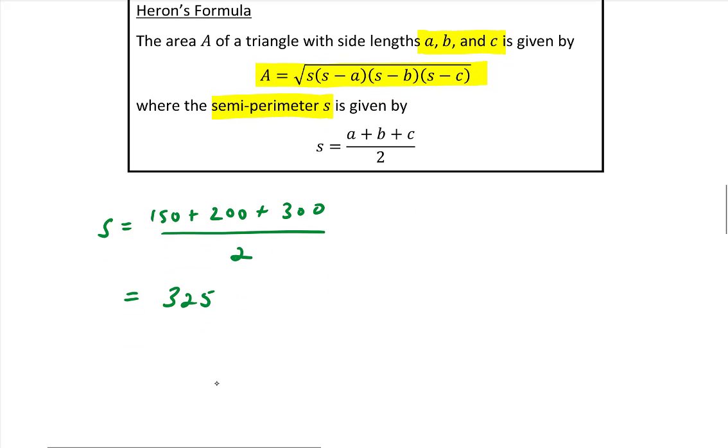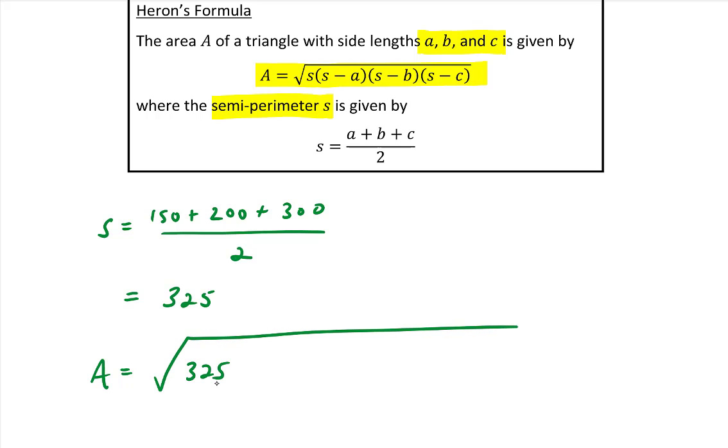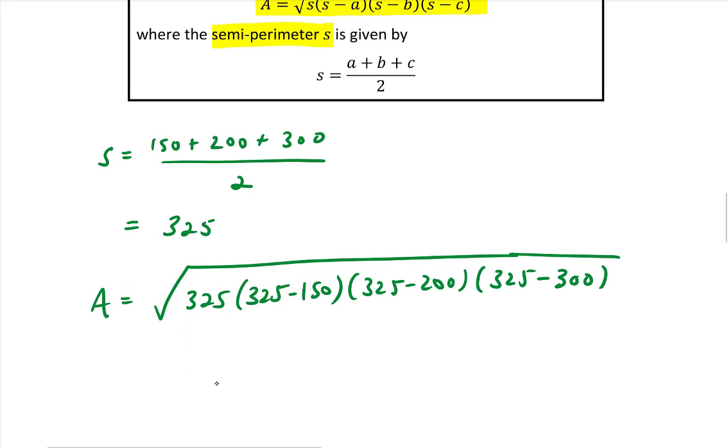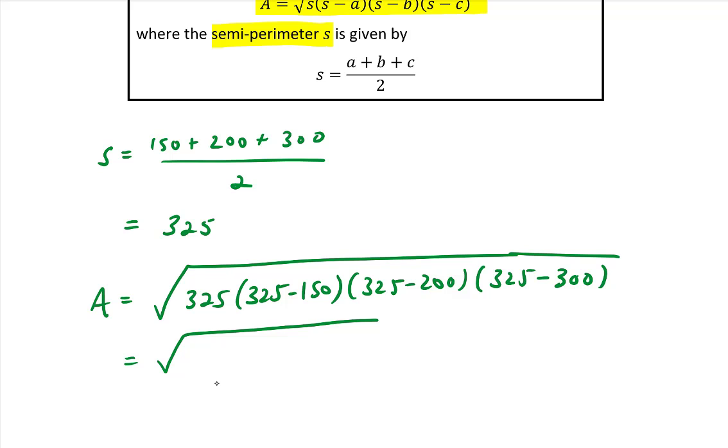Next, we need to find the area. So the area is equal to the square root of the semi-perimeter, so 325. And then again, 325 minus the A, which is 150. Then 325 minus the B, which is 200. Then 325 minus the C, which is 300. So just to simplify this a bit, we have 325. Then we have 325 minus 150, which is 175. 325 minus 200, which is 125. And then 325 minus 300, which is 25.